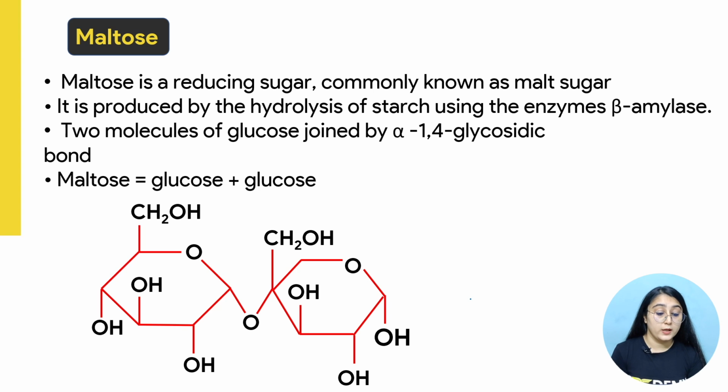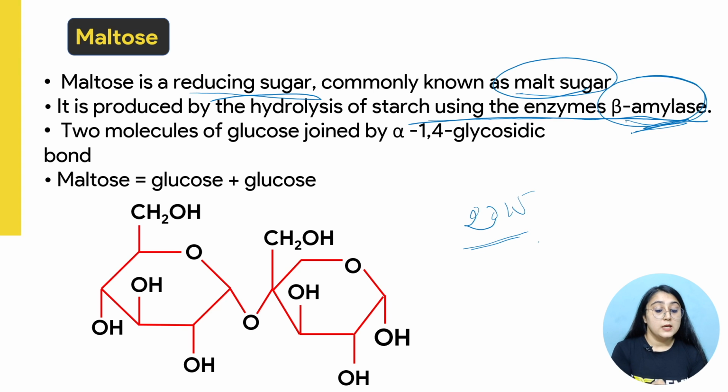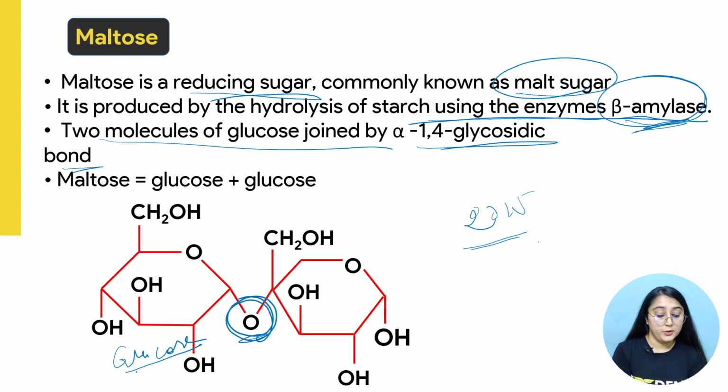The second disaccharide we're looking at is maltose. Maltose is a reducing sugar commonly known as malt sugar, and it is produced by the hydrolysis of starch using the enzyme beta amylase. One important thing to note over here is that in GATE 2015 there was a question which asked which enzyme hydrolyzes starch to maltose, for which the correct answer was beta amylase. So this becomes very important. Two molecules of glucose are joined together by an alpha 1,4 glycosidic bond. As we can see over here, there is again a glycosidic linkage where one unit of glucose, as we have just seen in the example of the glycosidic bond formation, joins another glucose unit and they form maltose.